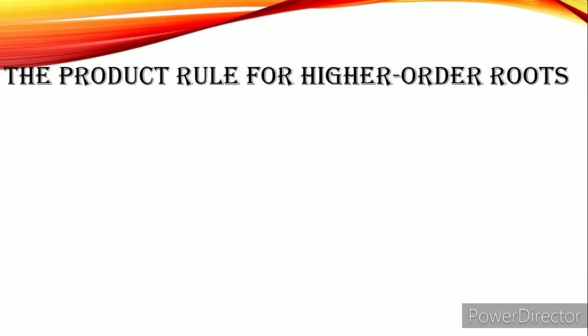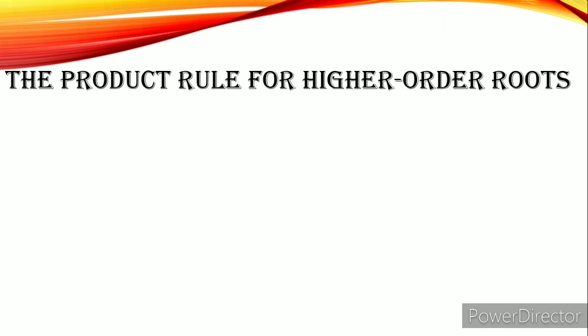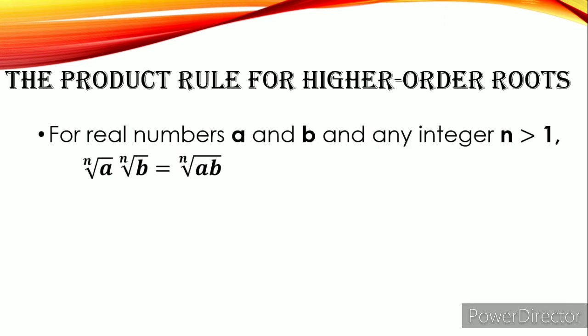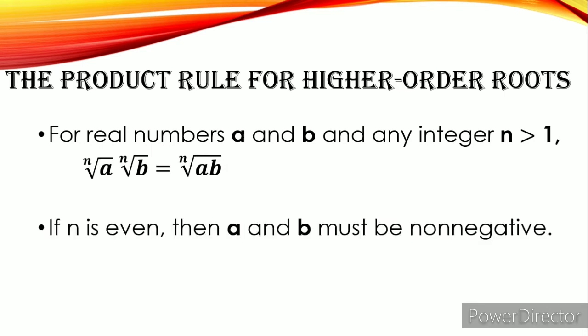The third property of radicals is the product rule for higher order roots. For real numbers a and b and any integer n greater than 1, nth root of a times nth root of b equals nth root of ab. If n is even, then a and b must be non-negative.